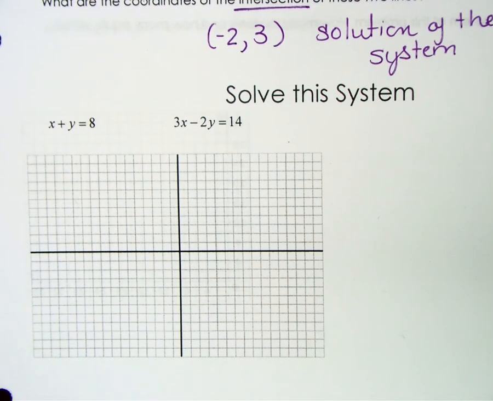Okay, we're going to solve the system. So this one you actually have to graph it first.